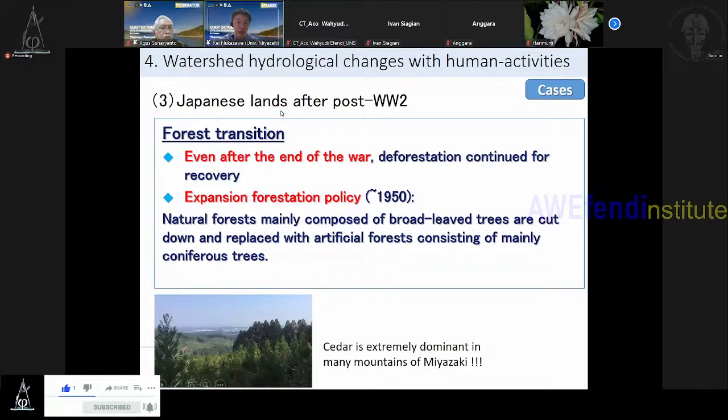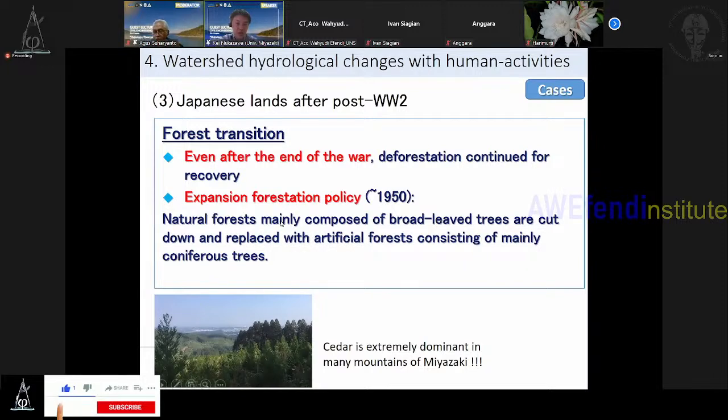Let me continue with the case of watersheds in Japan after World War II. For forests, even after the end of the war, deforestation continued. For recovery from the loss of the war, around 1950, the government implemented an expansion forestation policy. So what is the expansion forestation policy? It is to deforest natural forest.